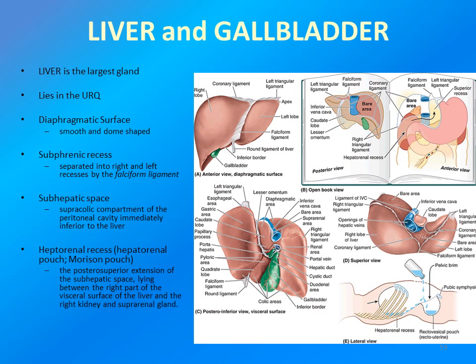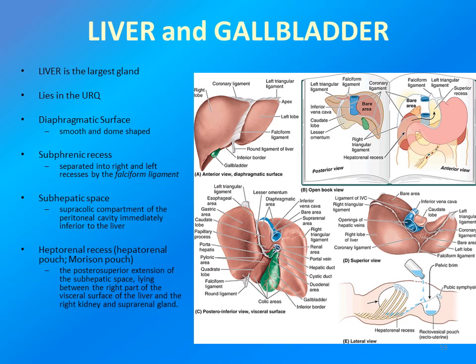The last of the abdominal viscera that we are going to discuss include the liver and the gallbladder. And of course, the liver is the largest gland in the body, and it resides in the right upper quadrant. It has a diaphragmatic surface that is smooth and domed, and is responsible for the elevated dome of the diaphragm on the right side of the body. It also has a subphrenic recess. It is separated into left and right by the falciform ligament.